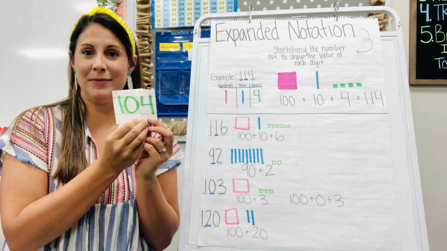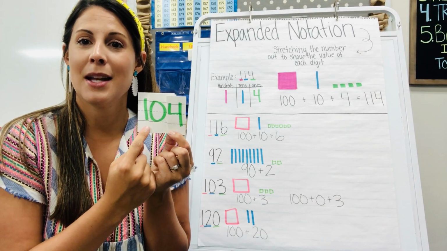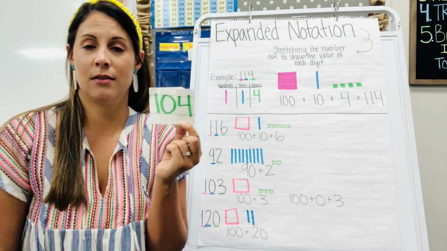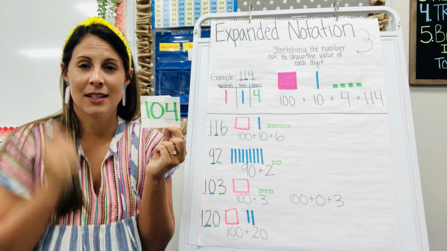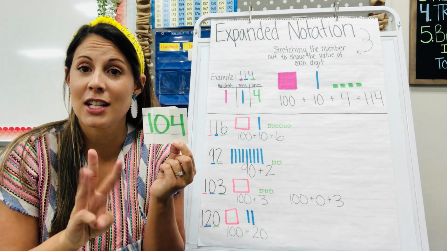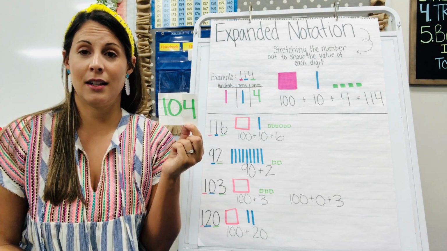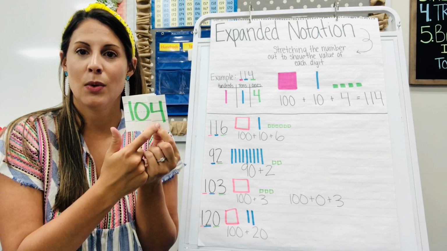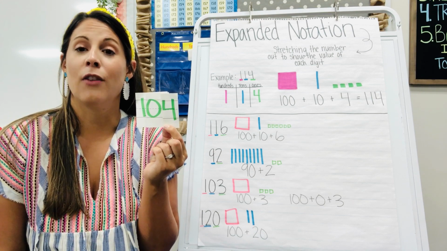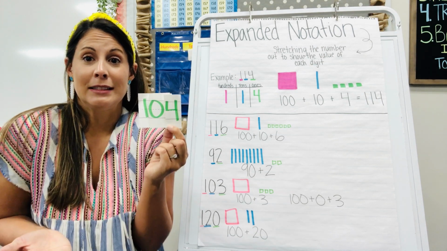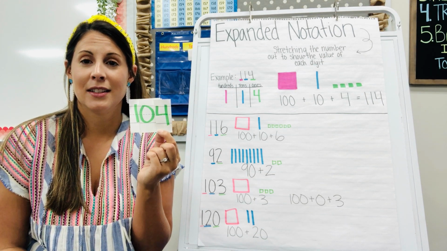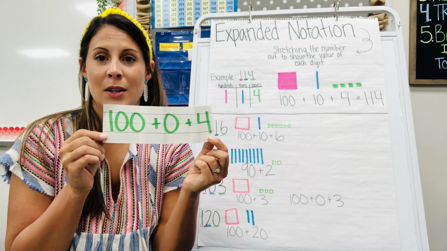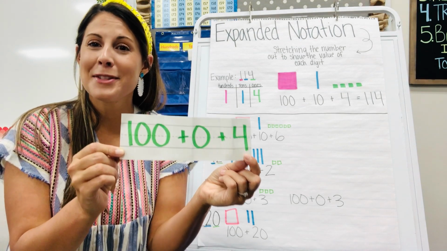Let's do this one. What is this number? Say it out loud. 104. Think about how many digits. If we have 3 digits, what place value is first? The hundreds. Hundreds, tens, ones. Now, if I were to write this in expanded notation, what would I write? You ready to check? 100 plus 0 plus 4.